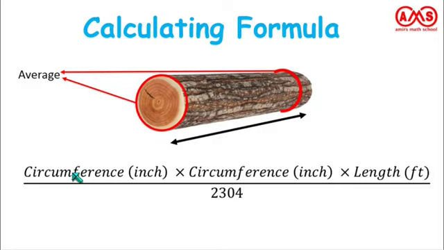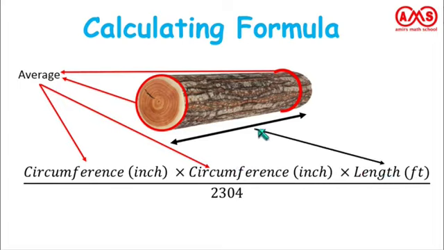Now this circumference is the value of the average circumference, that is we put this average value here, also here. That is the average circumference times the average circumference times the length in feet, divided by 2304. This will give the value of wood in cubic feet, and this value is the best approximation. Now let's see one calculation, that is one example.